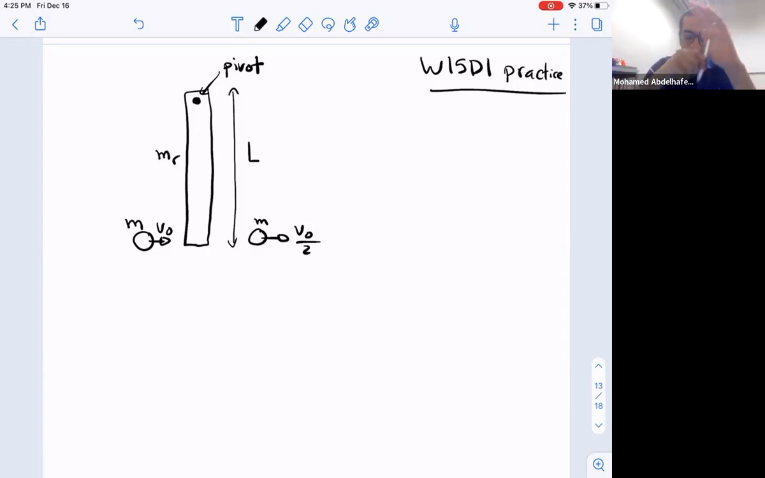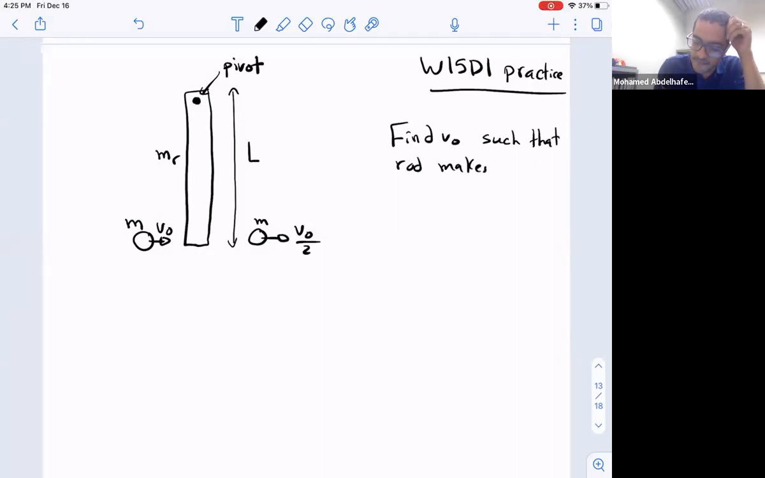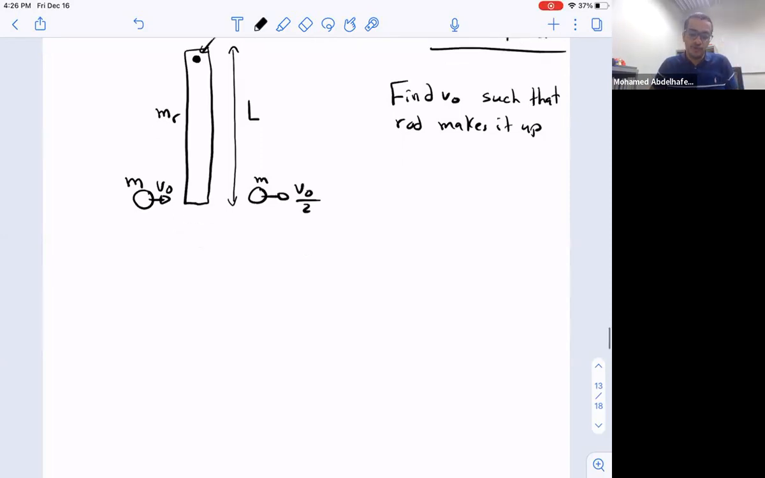So we want to find V0 such that the rod makes it up. Since we have a collision going on, the general case, as I said in the previous review session, is that you need to stop and treat the collision itself as its own stage, and then worry about what happens later, and what happens before, separately. Here, you can split this problem into two stages.